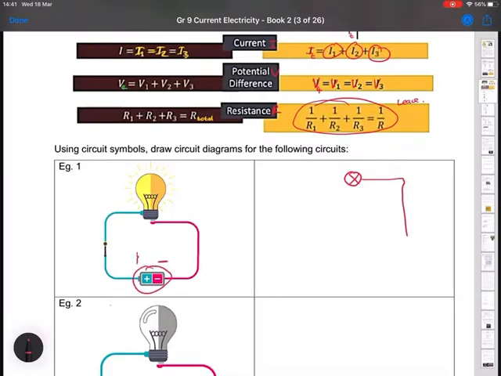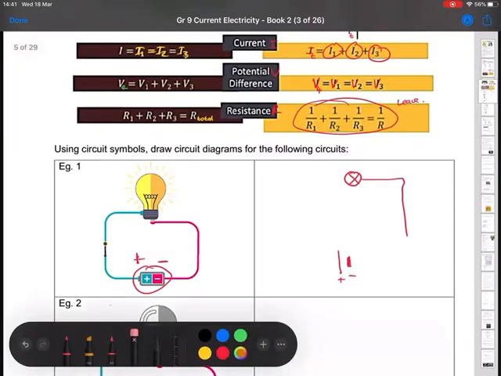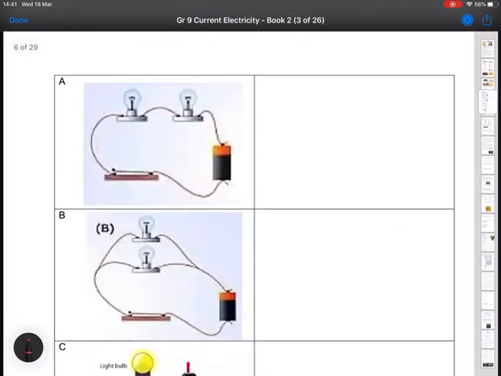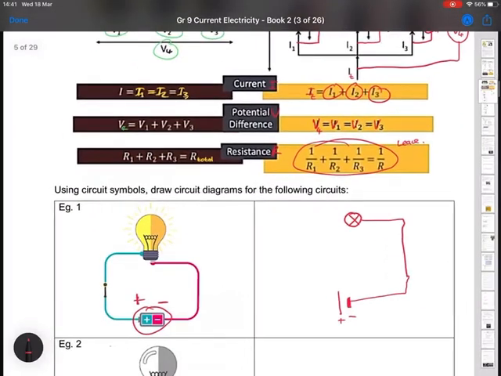So notice over here, we've got a cell. This is the negative side. This is the positive side. So when I draw the cell in circuit symbol form, the long side is positive and the short fat side is negative. You don't need to show the plus and minus signs, but it's a good idea to think it when you're drawing it. Okay, so again, please use a pencil and a ruler. That's the circuit diagram for the circuit.